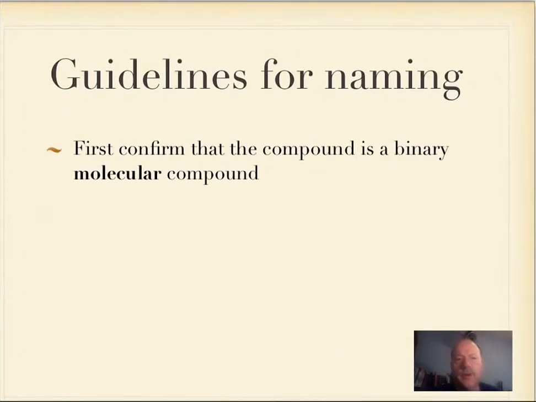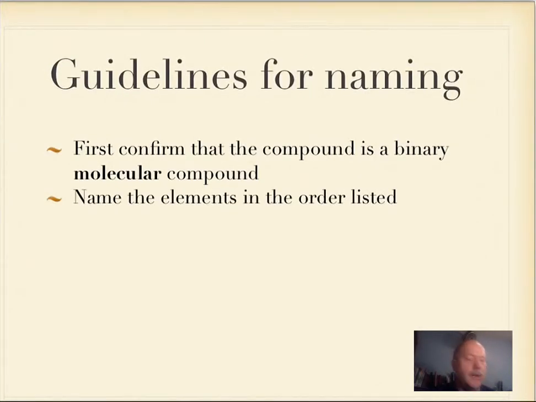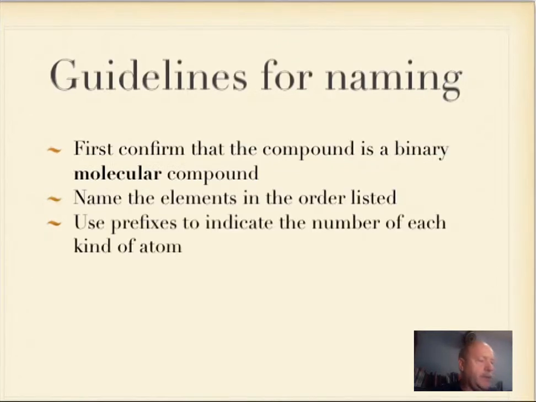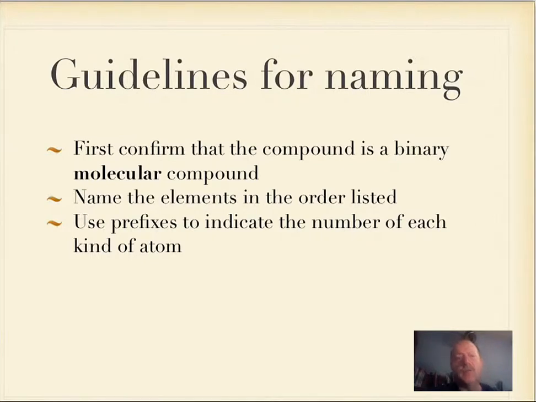Alright, so first of all, once you've confirmed that it is a molecular compound, here's what you do. First, name the elements in the order that they are listed. So whatever order they're listed in the formula, that's the order that we name them in. And then use prefixes to indicate how many of each atom you have. Prefixes that you're going to use, for 1 is going to be mono, 2 di, for 3 it's tri, 4 is tetra, and then after that it's kind of normal math terms, penta, hexa, and so on.